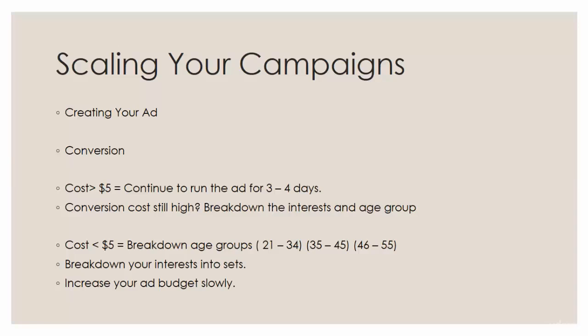So after you break the age groups and break down the interest, you're gonna slowly increase the ad budget. What I like to do is go around a $20 mark and then see how it's going. And if it still continues to do well, then I keep on scaling it up and scaling it up till I see that I'm making negative ROI. So then I'm gonna kill the ad.